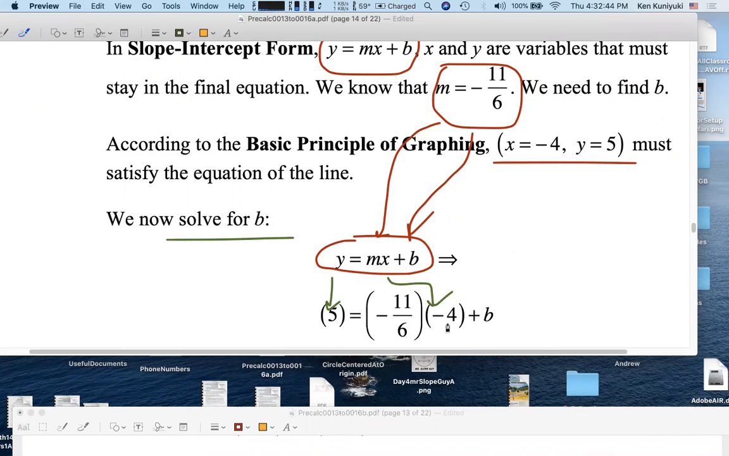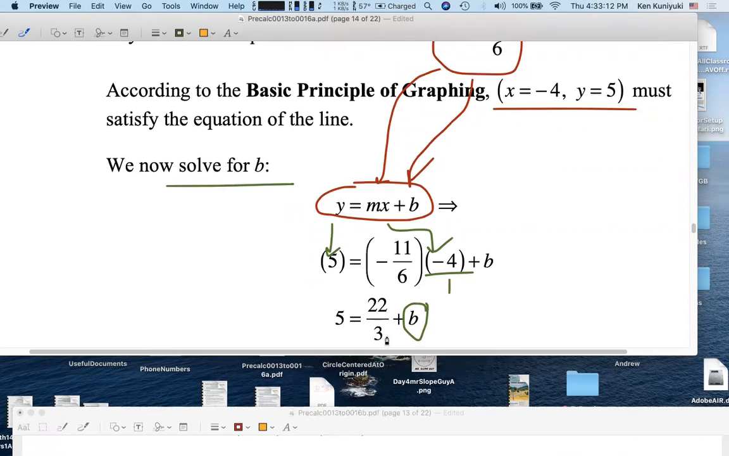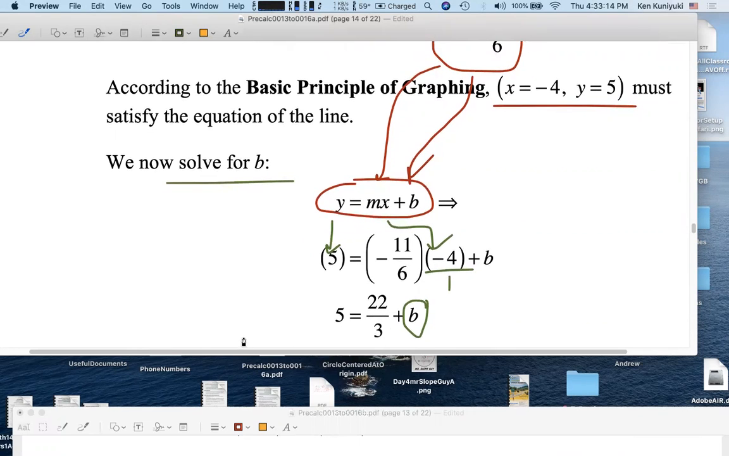Again, we have to mess with fractions a bit. -4 you can think of as -4 over 1. You could do some cross-canceling, or recognize that we're going to get 22/3, like before. So we have 5 equals positive 22/3 plus b. How do we solve for b? Don't say move, say subtract the 22/3.